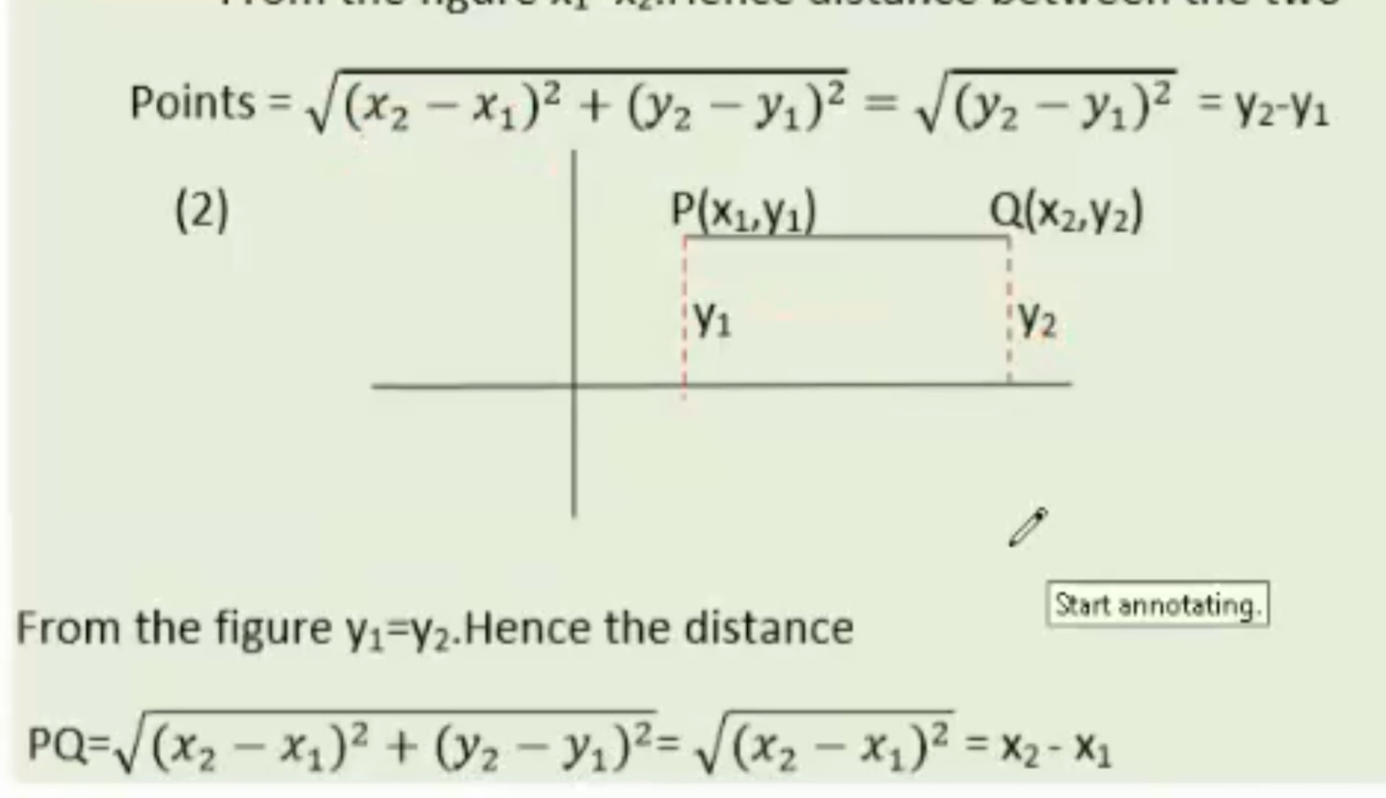Now from the figure you can see that y1 is equal to y2. Since y1 is equal to y2, when we use this distance formula, this term y2 minus y1 will be cancelled. So we are left with root x2 minus x1 square. This square will be cancelled by the root. So the final value which we get is x2 minus x1. So this is the final answer for the second case.